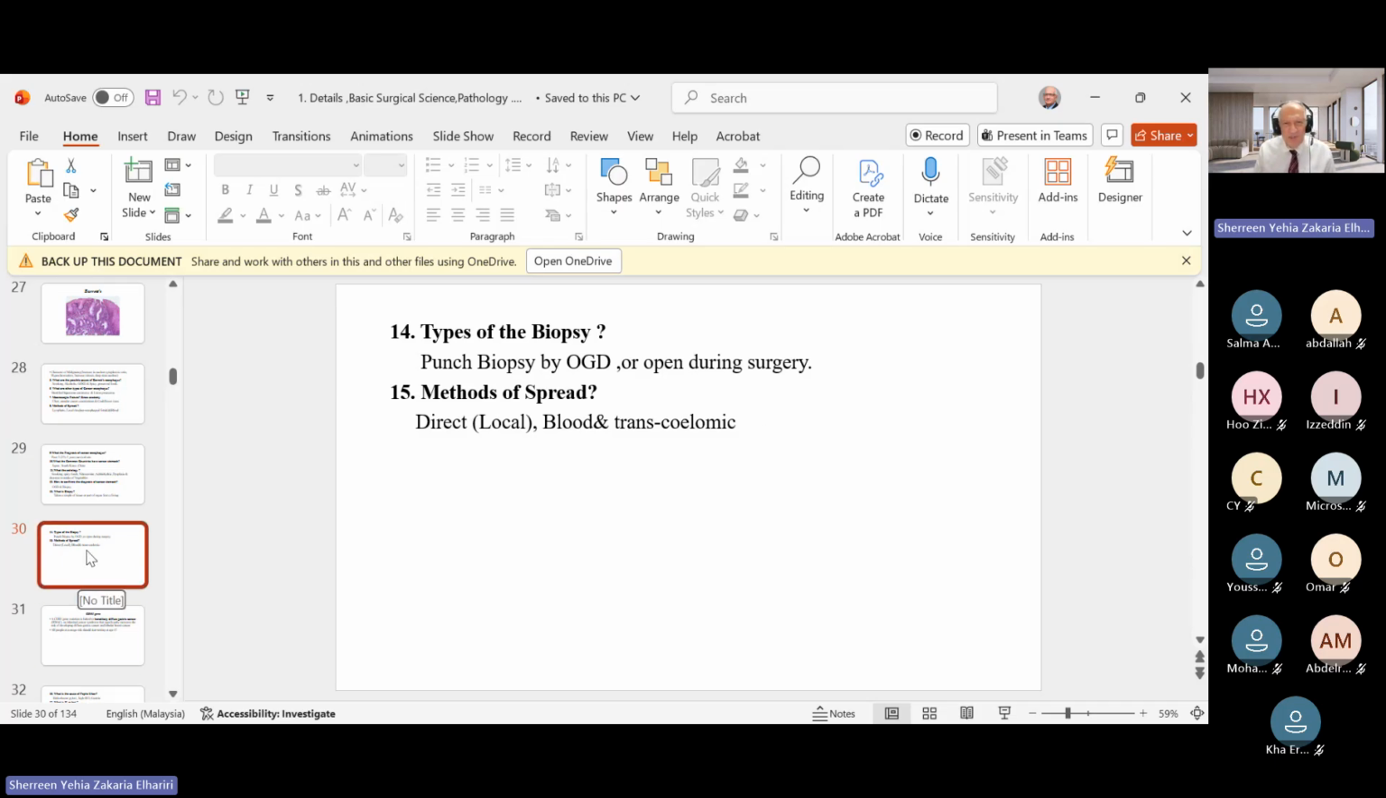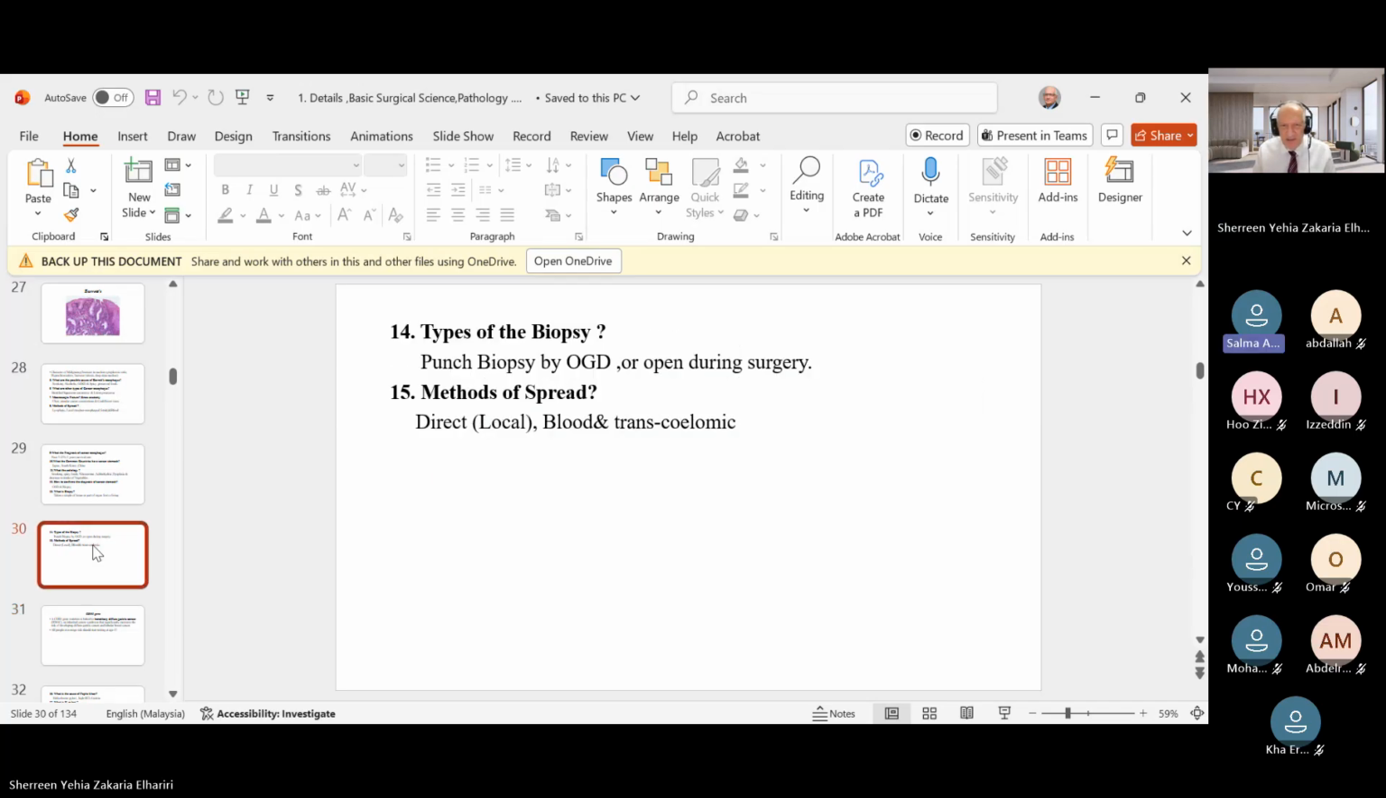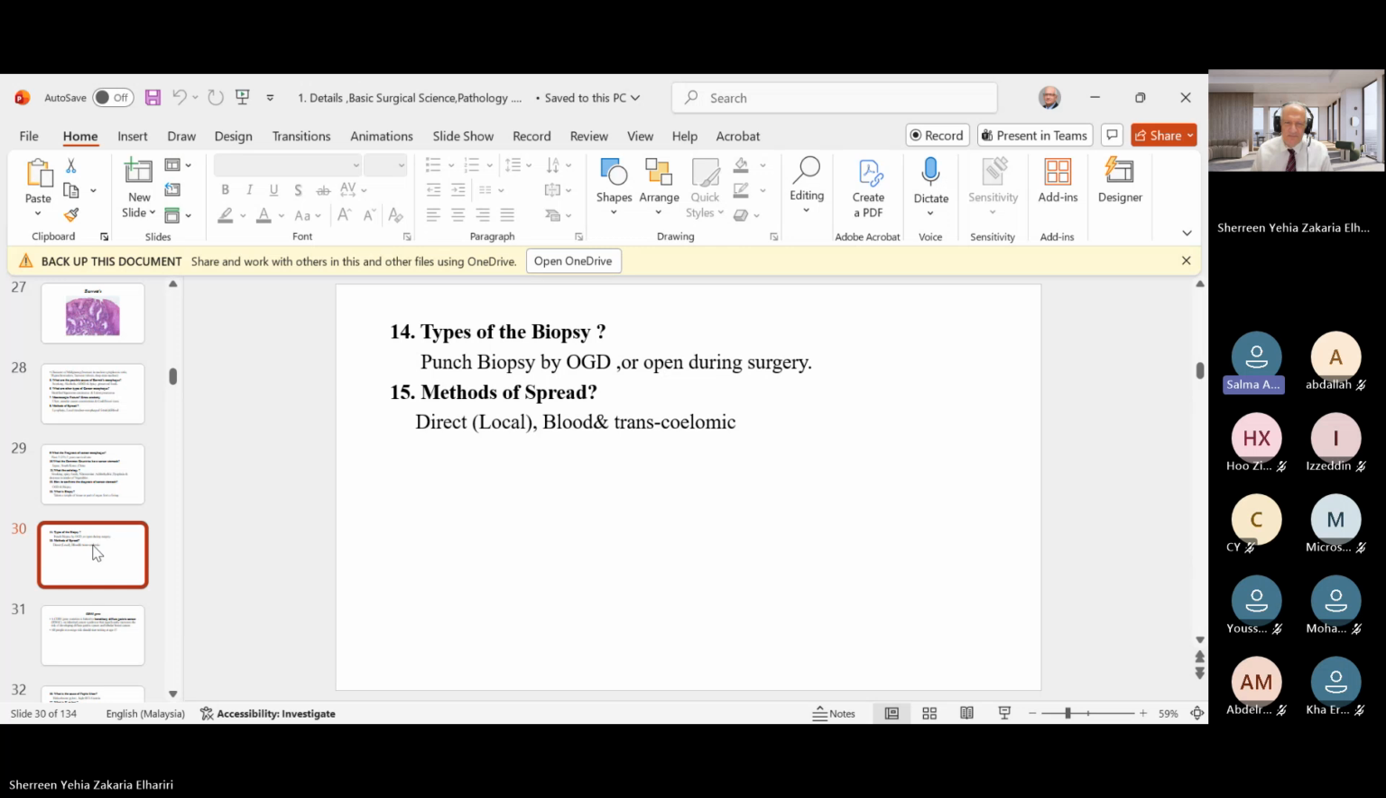You mentioned before that congenital, what is called hereditary diffuse gastric cancer? Yes. What is this? It is a type of cancer due to the presence of a genetic predisposition, which is the E-cadherin gene. E-cadherin. Okay, all right. I don't ask what is E-cadherin, no problem for me, because maybe it is difficult.